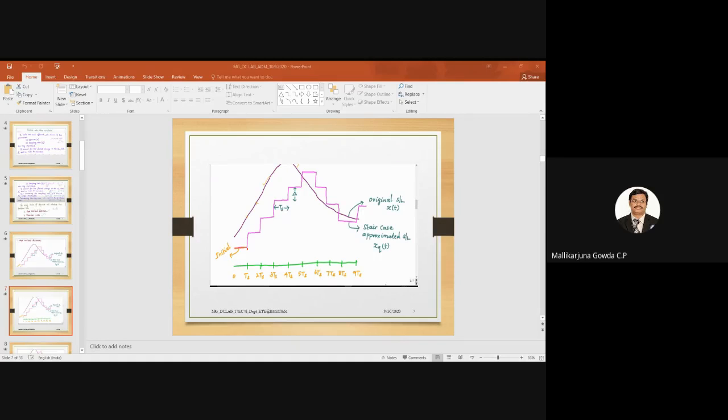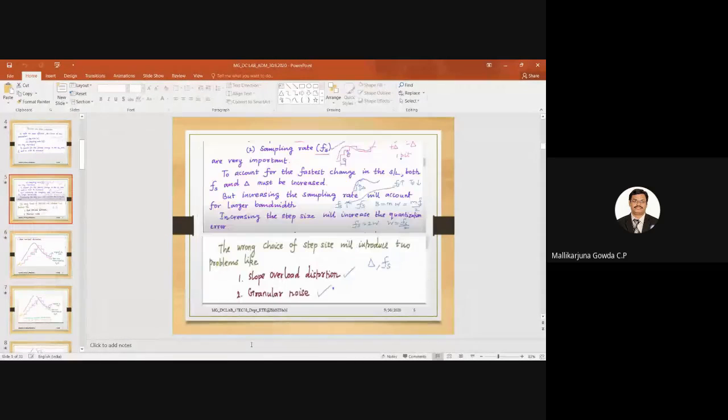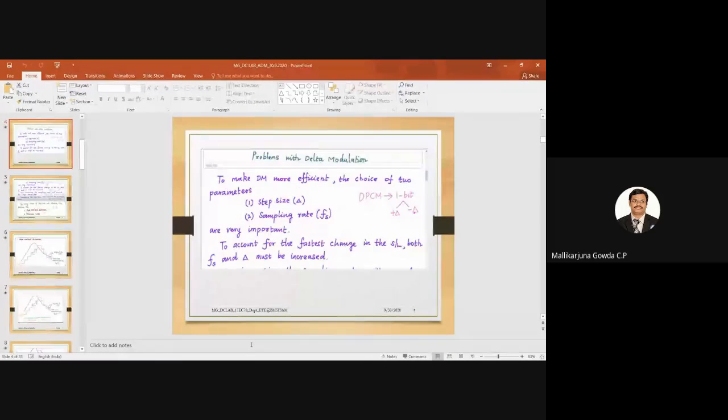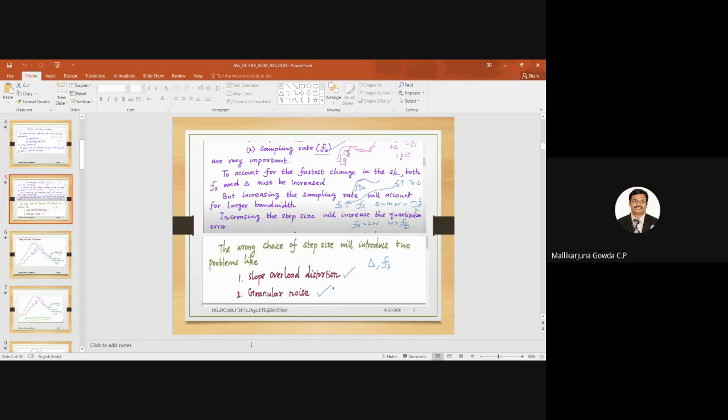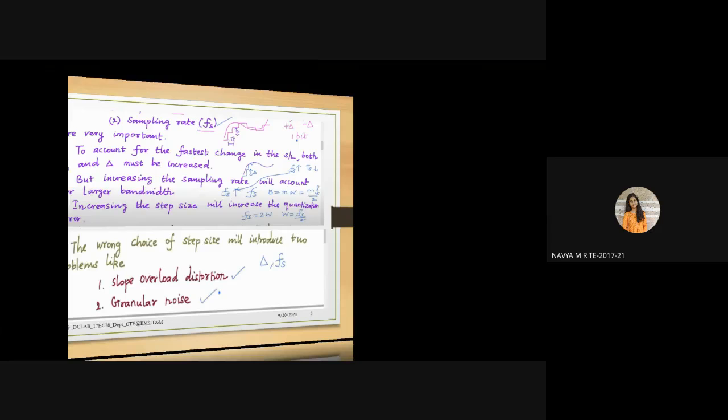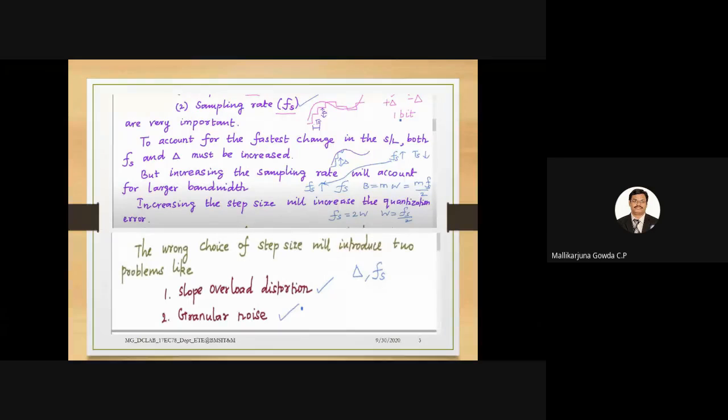If you go to the previous slide, here it is written: step size and sampling rate, right? So I said, to account for the fastest change in the input signal, both the sampling frequency and delta must be increased, right? Yes, Navya, both. Is this point clear?